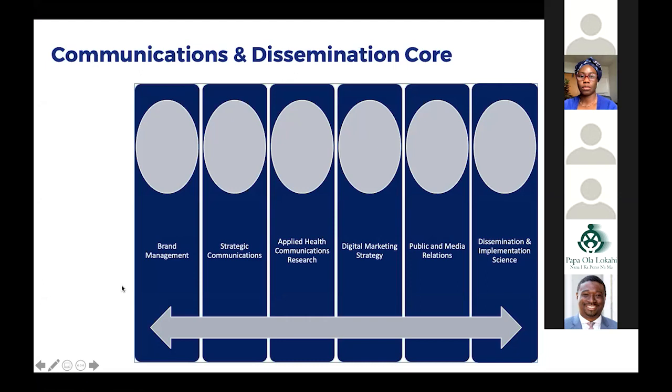Essentially, the core for dissemination and communication spans across several different elements, starting with brand management for the National COVID-19 Resiliency Network, developing key messages for strategic communications about what the network does, what our key objectives are and who our partners are that we collaborate with. It also integrates applied health communications research, which you'll hear shortly from Dr. Holliday in regards to the formative research that we're conducting to inform our content strategy. And then ultimately, the insights that we glean from our focus groups and our interviews will also inform the digital marketing strategy that we take that is reflective of the preferences from the community.